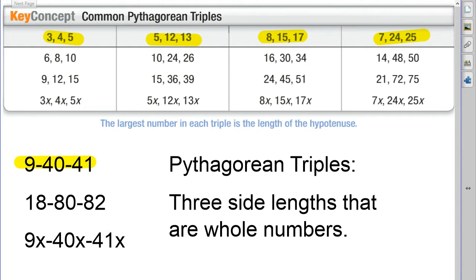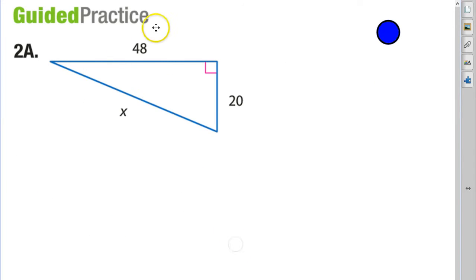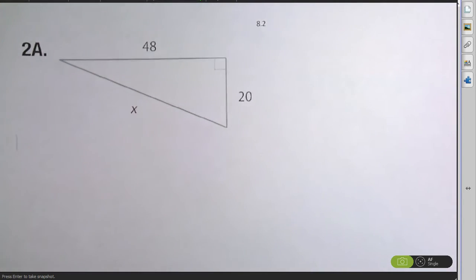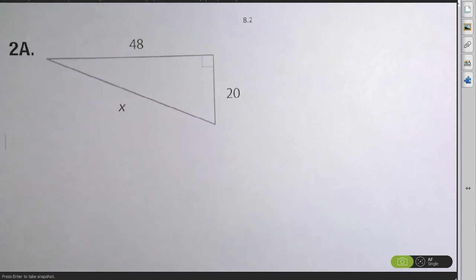So here's the beauty of triples. This problem here, I could do the Pythagorean theorem, but I'm going to show you how to do it without doing hardly any work at all. So on the next paper, I've got 48, 20, and x for side lengths.